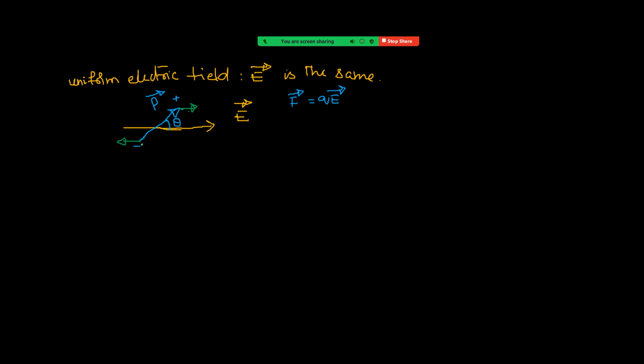So what is now net force on dipole? The first point is net force on dipole equal to 0. Okay. So first conclusion is when an electric dipole is placed in a uniform electric field, the net force on that dipole is 0 because directions are opposite, right?